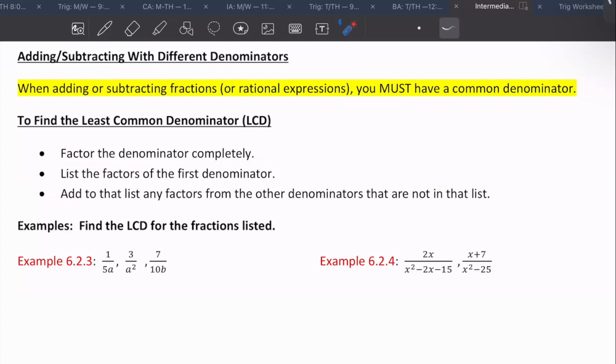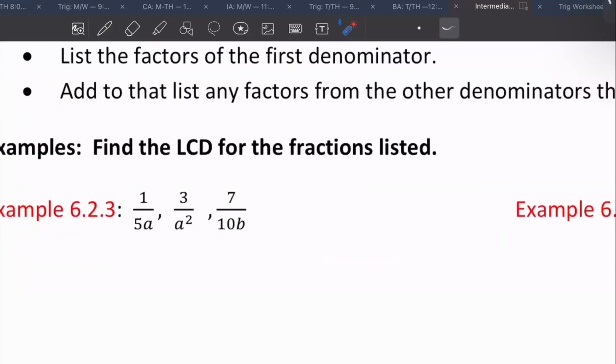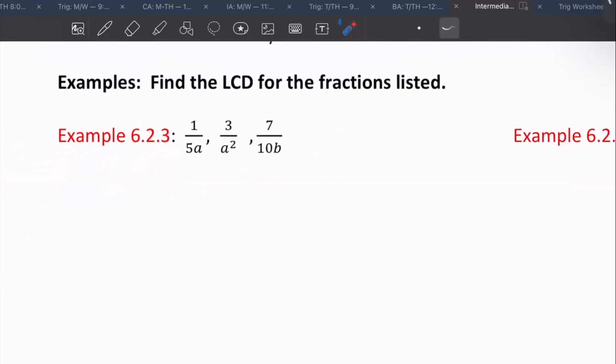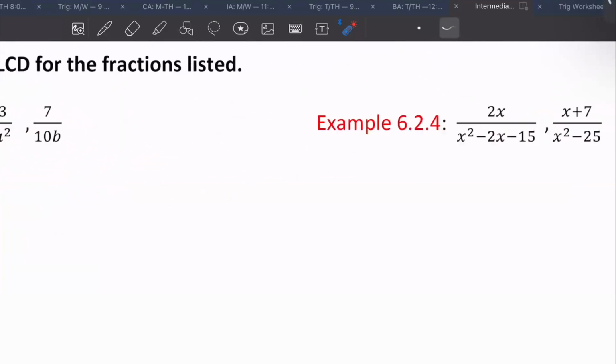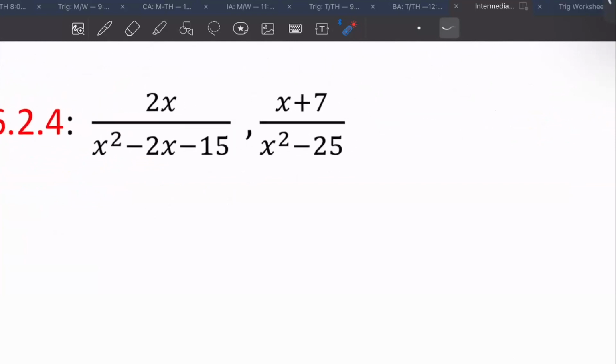So look, when you're making your list, you need to have everything in your denominators accounted for one time. Okay? Everything needs to be accounted for one time. All right? So for this one, let's skip to this one. Okay, so for this one, we're going to factor each denominator, okay?